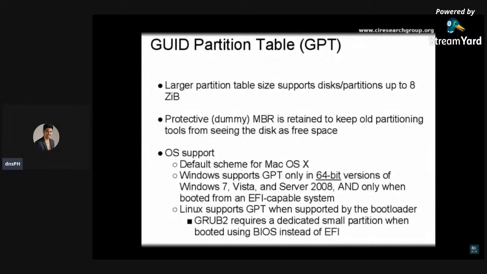GPT is the default partitioning scheme in Mac OS X, is an optional partitioning scheme in Linux, and is supported in 64-bit versions of Windows 7, Windows Vista, and Windows Server 2008, provided that the system uses the Extensible Firmware Interface, or EFI, instead of the legacy BIOS interface. For Linux, the Grub2 bootloader can use a legacy BIOS interface, but requires a dedicated small partition on the hard drive in which to store the rest of the bootloader.